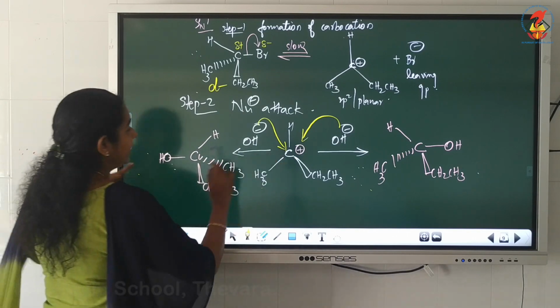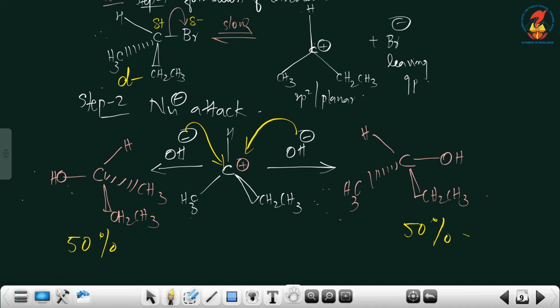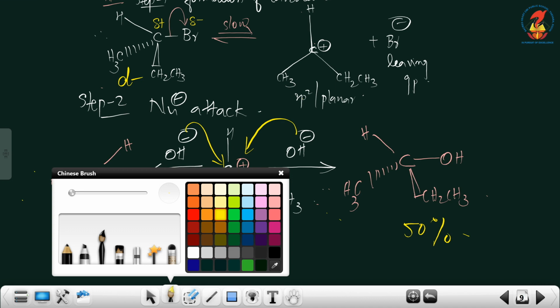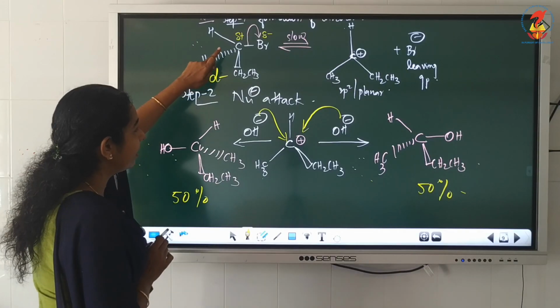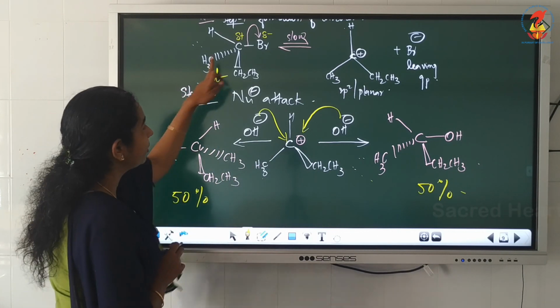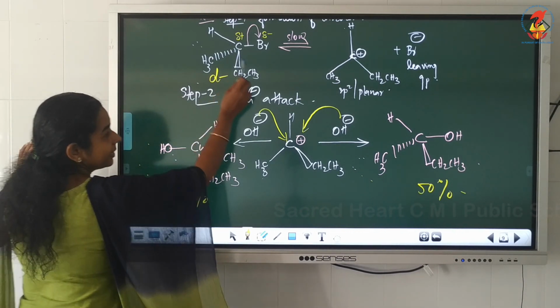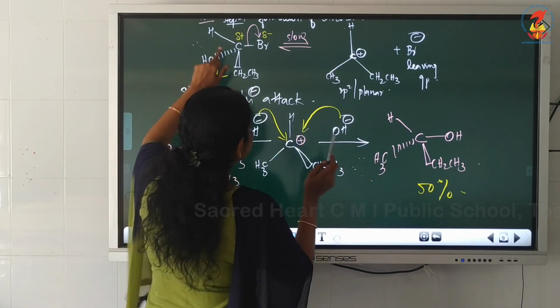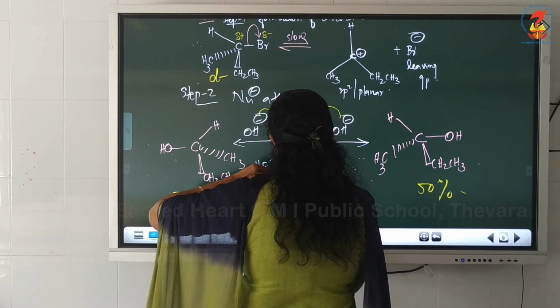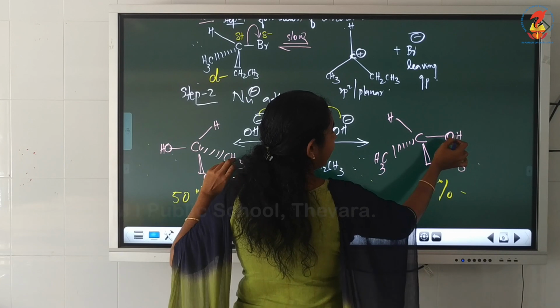So if you look, these are the two products, this will be 50% and this also will be 50%. Compare the product with the reactant alkyl halide. This is the alkyl halide. Among these two products, which product has the same configuration as the alkyl halide? Yes, this. This and this have the same configuration. The only difference is that instead of bromine, here we have OH.